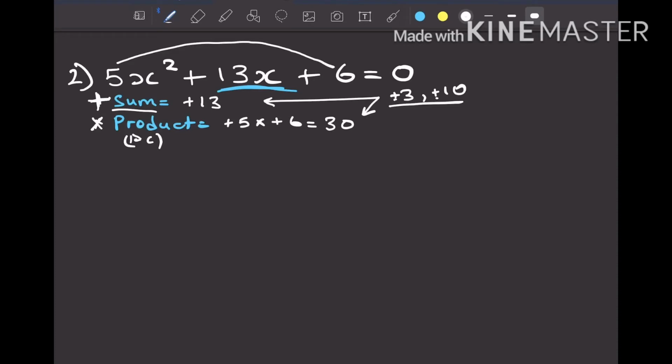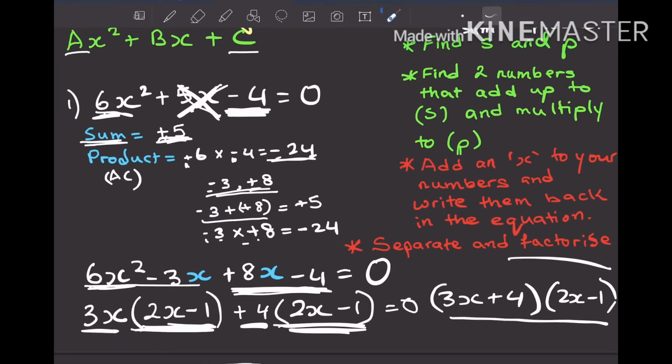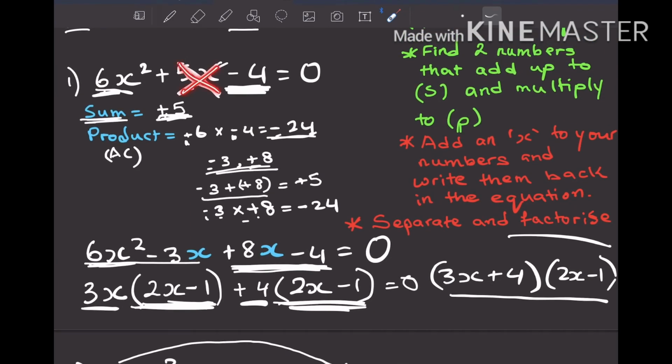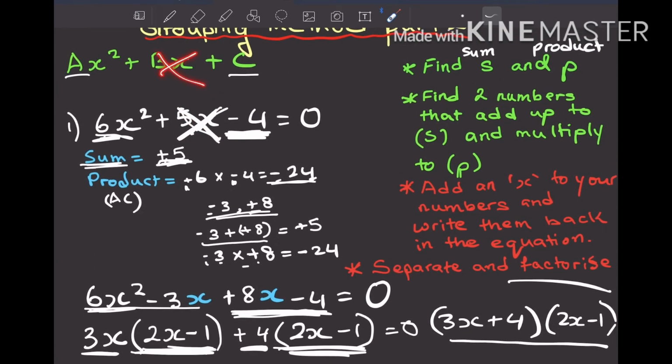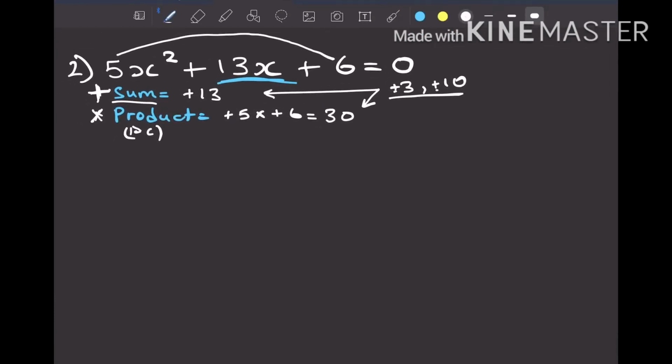So really easy. Once you've found those two numbers, add an X to your numbers and write them back in the equation. So just like we did here, we cancel the B or the middle number, the BX. So we're gonna cancel it here as well. This was the middle number. Let's cancel it. And we're gonna add this back into the equation here by adding an X to them. So let's write them here.